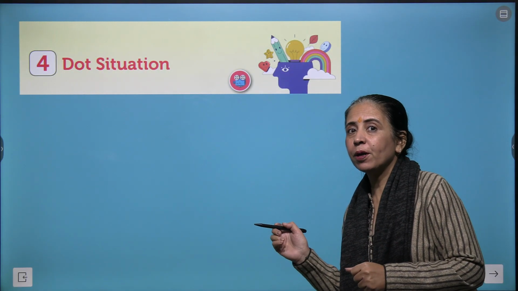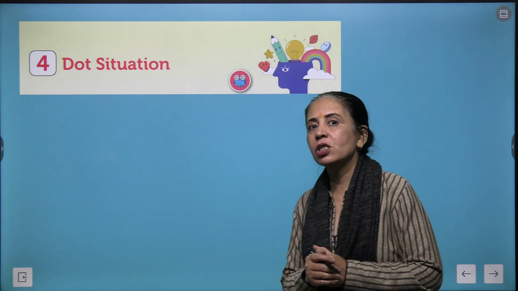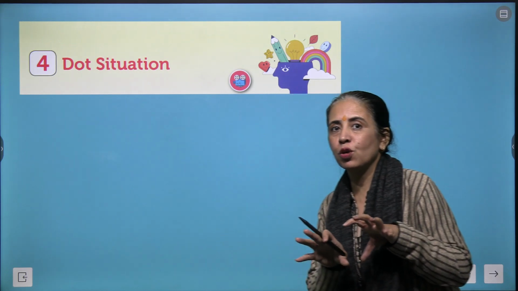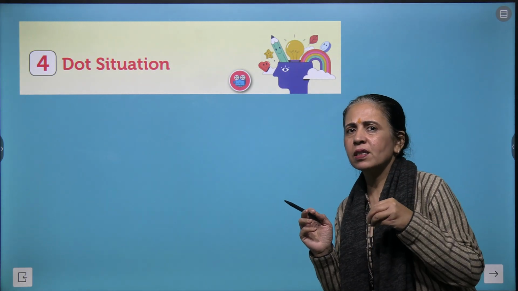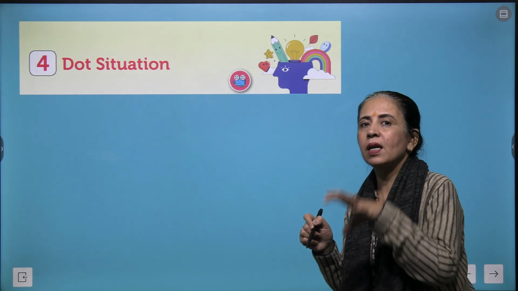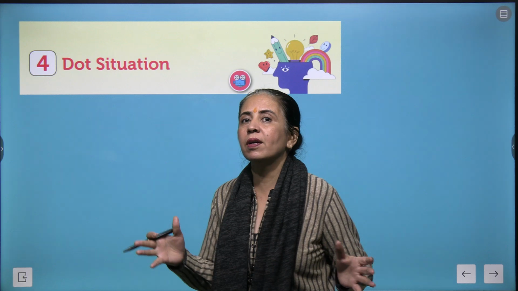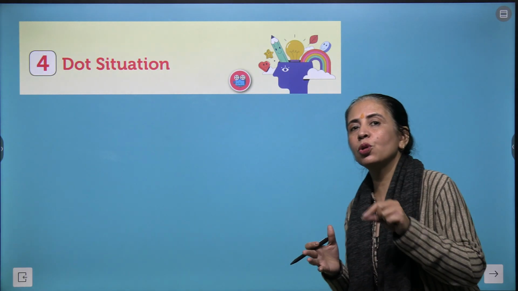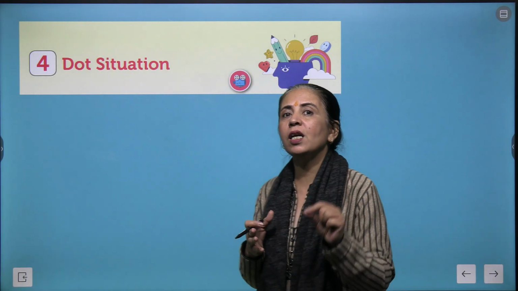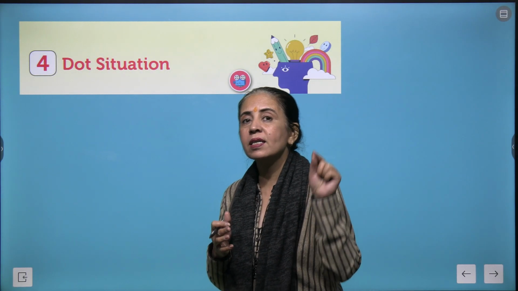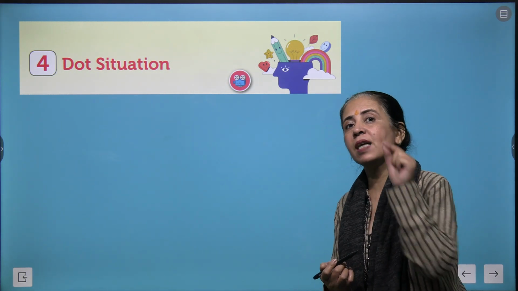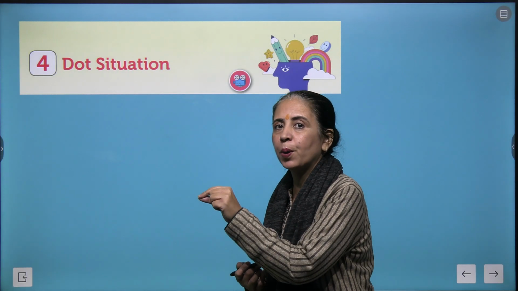This is chapter number 4, that is dot situation. Now what is dot situation? Here you get different clusters of shapes and identify a certain location where the dot exists. That dot could be in the circle, in the square, in a triangle, in a rectangle, or sometimes it could be in a combination of certain places, and we need to just do the analysis and identify which of the given options actually represents that particular dot.